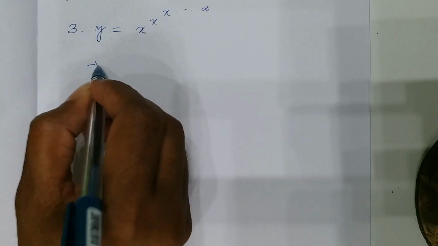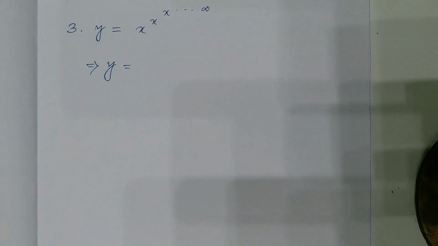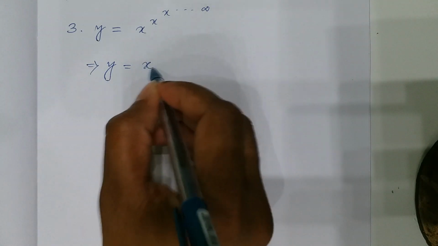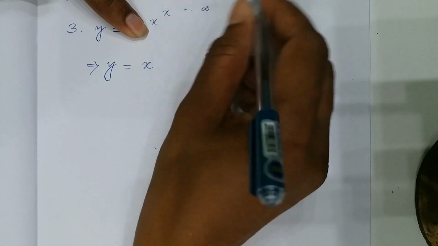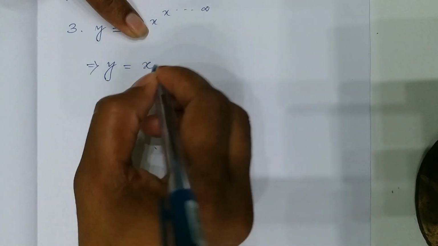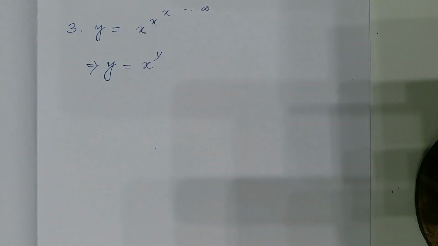So it can be written in the form of this x. This x is written here, and the remaining section is again actually x to the power x to the power x up to infinity. So that term can be replaced by again y. So the actual function is y is equal to x to the power y.